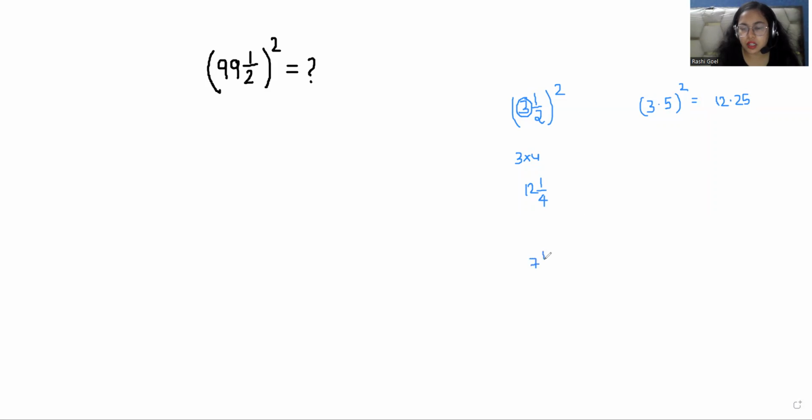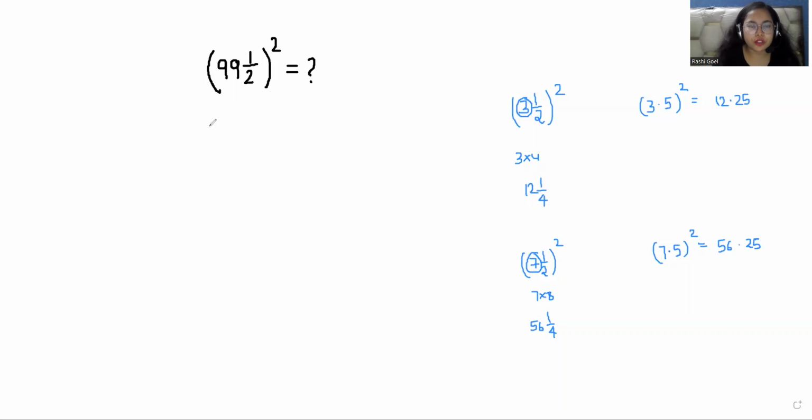Suppose they ask you the answer of 7 whole 1 by 2 whole square. So what you have to do, just multiply with the next number. 7 times 8 is 56 and 1 by 2 square is 1 by 4. Or you can write this 7 whole 1 by 2 as 7.5 square, and you can write it as 56.25.